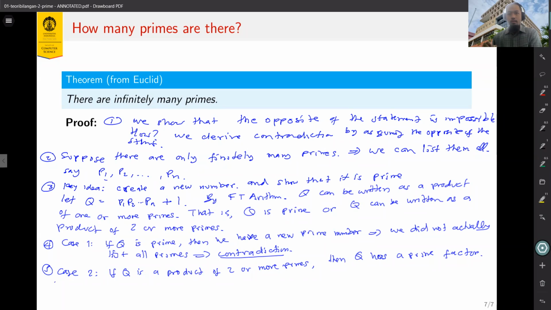Let me just write it down here. Q has a prime factor. Let's call it P. Now then, what do we know from here? Thus, P divides Q. Is it correct? Yes, obviously, right?